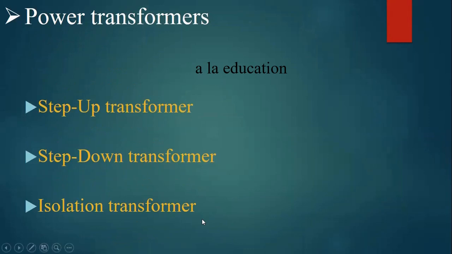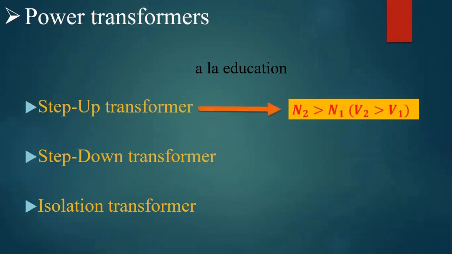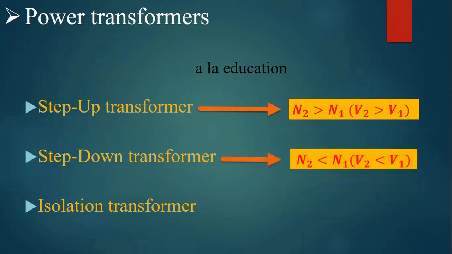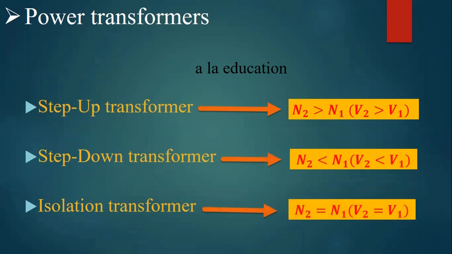First of all, what is step-up transformer? If the number of turns on the secondary winding is greater than the number of turns on the primary winding, it is called step-up transformer, so that V2 will be greater than V1. Now, what is step-down transformer? If the number of turns on the secondary side is less than the number of turns on the primary, then it is called step-down transformer. Now you see isolation transformer. If the number of turns on both the windings is the same, then it is called isolation transformer.